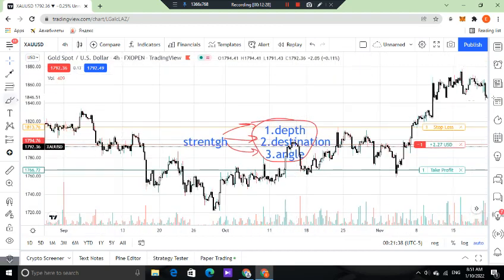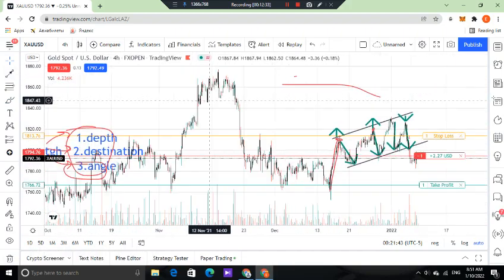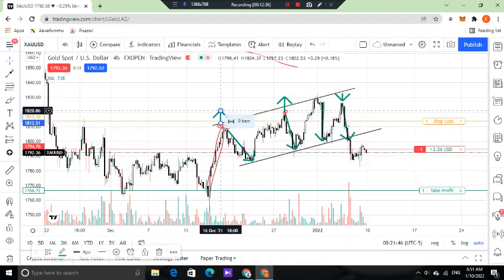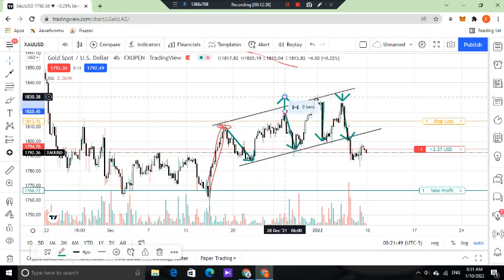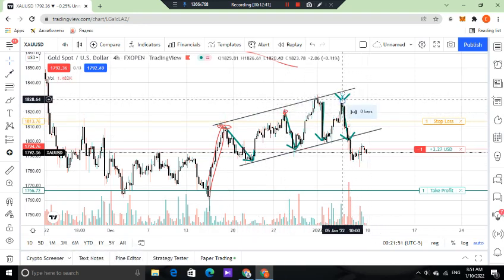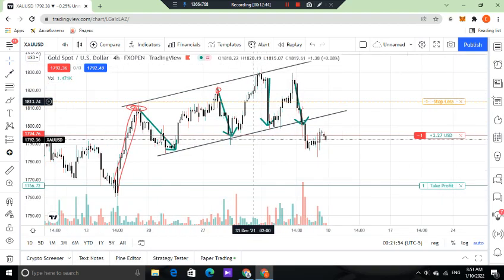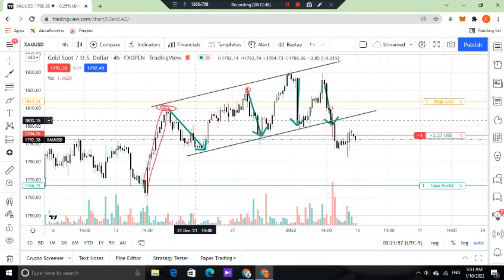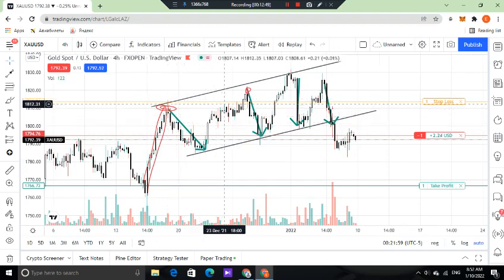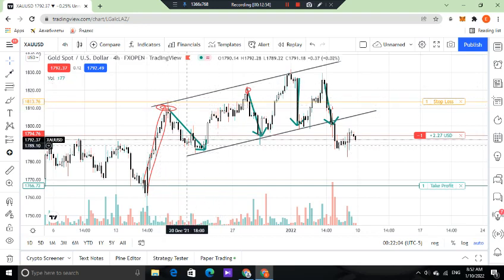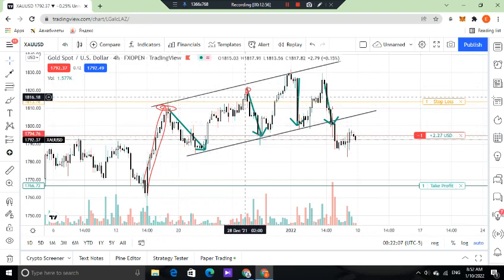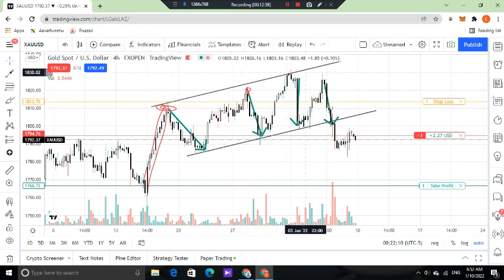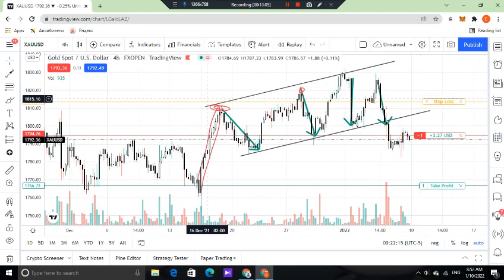And the last one is angle. What the hell is angle? I think you have already seen these arrows I drew, and I didn't erase them. As you can see, between each impulse movement we have these corrections and pullbacks. Some people call it pullback and others call it correction. Doesn't matter.